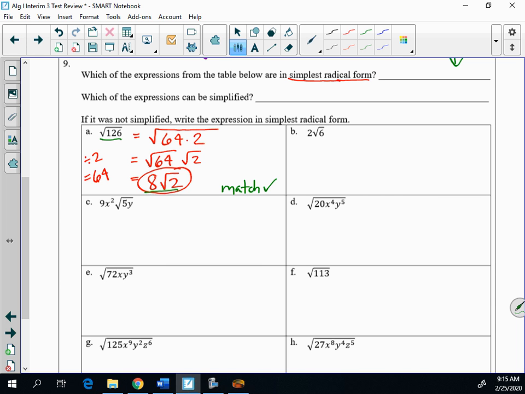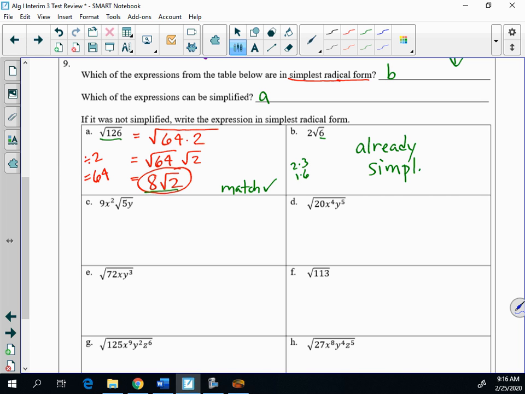When I look at B, the 6, I can only break down into like 2 times 3, 1 times 6. Those are not perfect squares. So it is already simplified. Okay, it's already simplified. So we would add that to up here. We would say B is already simplified, and A is one that we had to simplify ourselves.